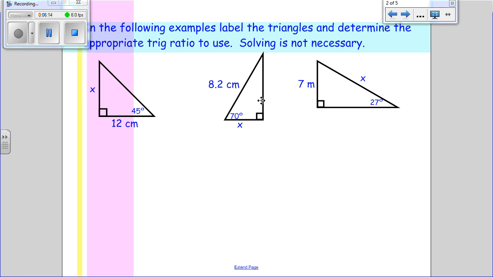Opposite is always across from whatever angle we're working with. Hypotenuse is always the longest side, and then adjacent is always your third side. Step 2 was to circle the side length that you know and the side length that you want to know. So we know adjacent is 12 centimeters, and we want to know what the opposite is because it's labeled x. Third step, write out SOHCAHTOA.